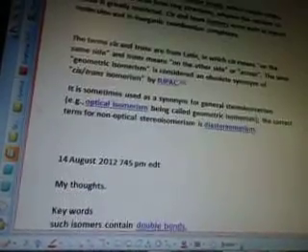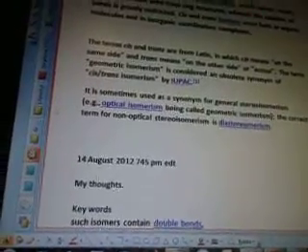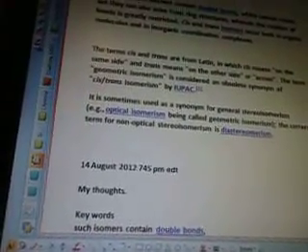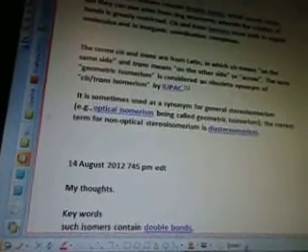Cis and trans isomers occur both in organic molecules and in inorganic or coordination complexes. The terms cis and trans are from Latin, in which cis means on the same side and trans means on the other side or across. The term geometric isomerism is considered an obsolete synonym of cis-trans isomerism by IUPAC. It is sometimes used as a synonym for general stereoisomerism, e.g. optical isomerism being called geometric isomerism. The correct term for non-optical stereoisomerism is diastereoisomerism.